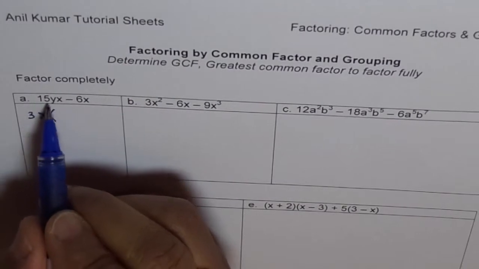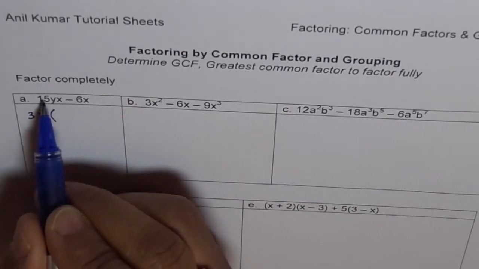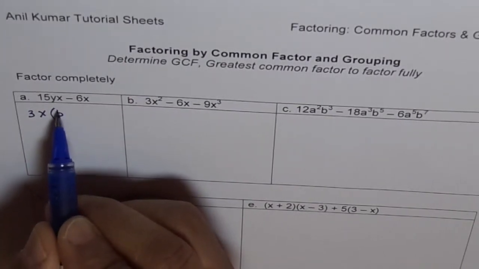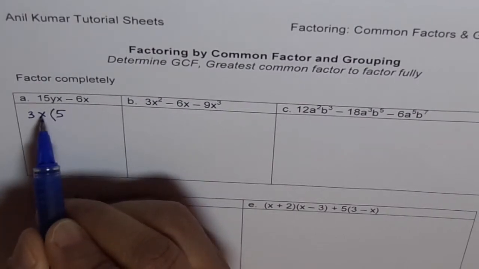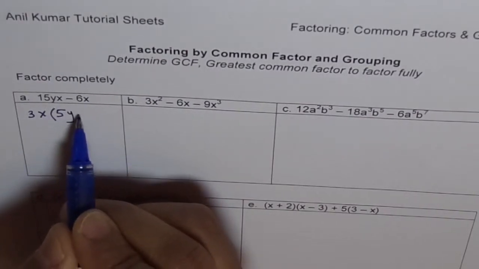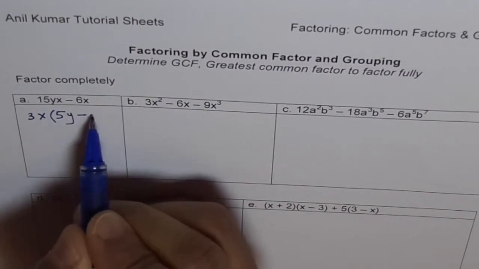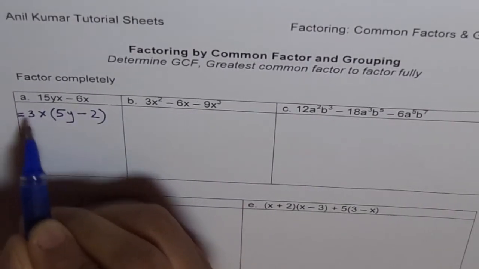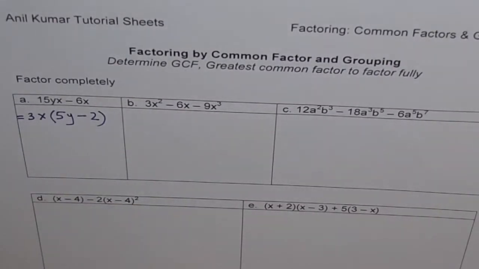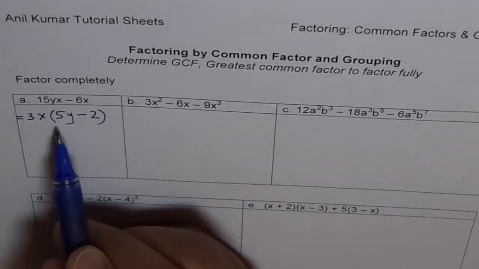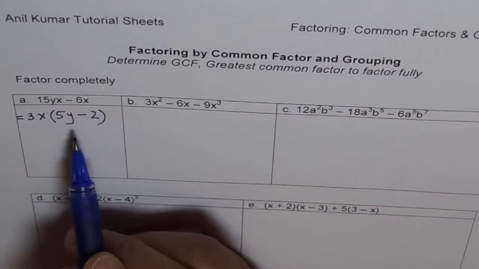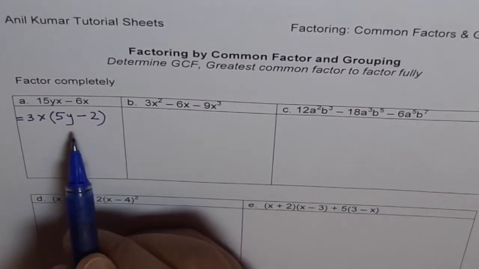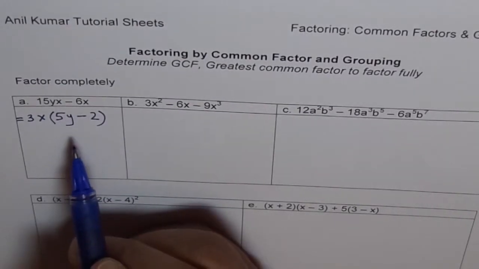And when you divide 15yx by 3x, 15 divided by 3 is 5, and you've already taken out x, you're left with y, minus 6 divided by 3 is 2, x has been taken out, so this is what you get. So that's how you factor, correct? Taking out common factors. And once nothing else is common, that means only number 1 is common, then we say it is fully factored. Otherwise, there is scope to do it.